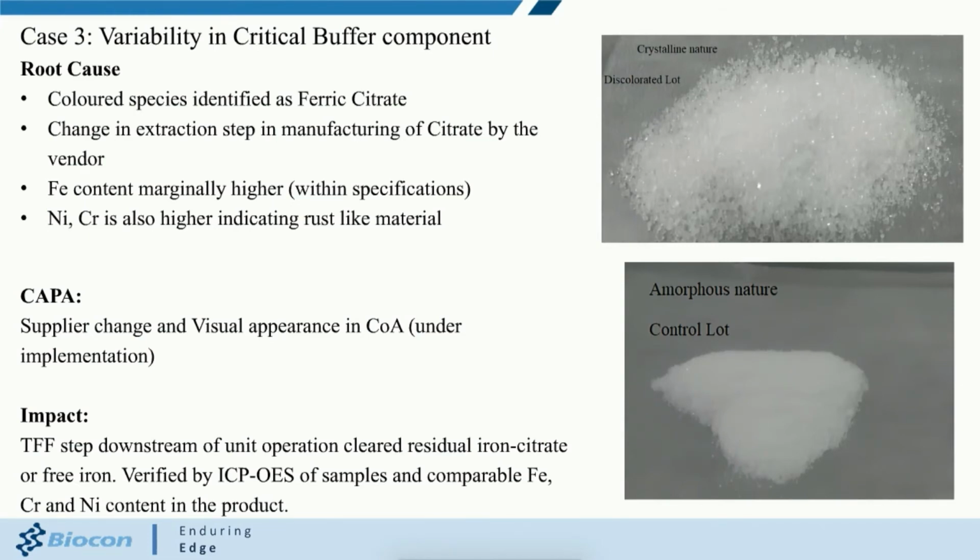So coming to the impact part. What does it mean? This is an issue with the purification process. Fortunately, we have a TFF step after the chromatography step, wherein whatever ferric citrate, or individual ferrous or citric ions, has been filtered, buffer exchanged and removed. Finally, we tested the product by ICP-OES for the iron, chromium and nickel content, along with the controls. There we don't see any problem in the final product. Everything has been cleared in the TFF step. Potentially this has huge risk on the product because this is a product contact material.